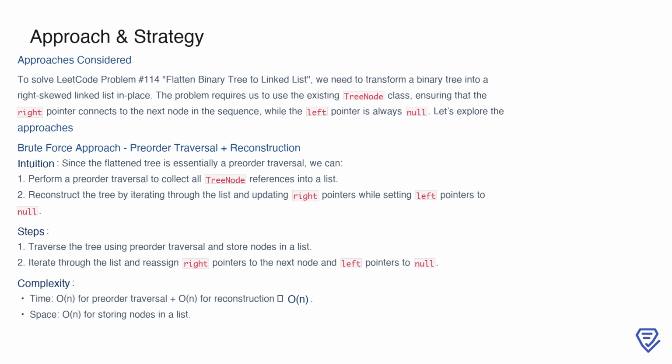Then, iterate through this list and reassign the right pointers to connect sequentially while setting the left pointers to null. While this method effectively produces the desired structure, it has a time complexity of O(n) for traversing and reconstructing the tree, and a space complexity of O(n) for storing the nodes in the list. This space usage violates the in-place constraint, which is a key requirement of the problem.